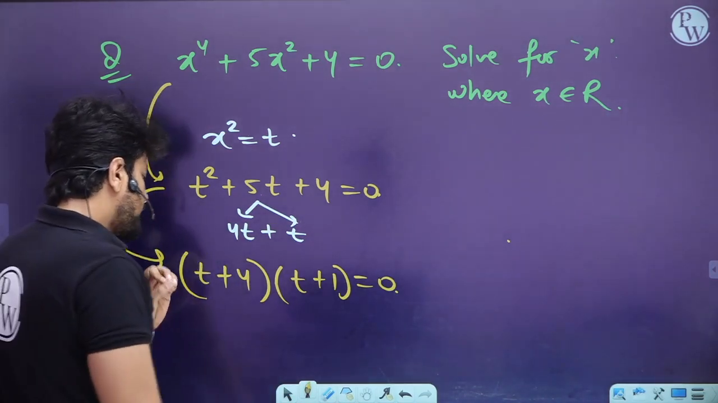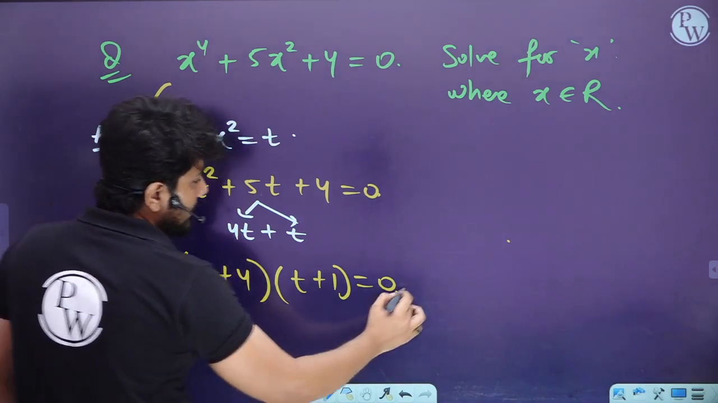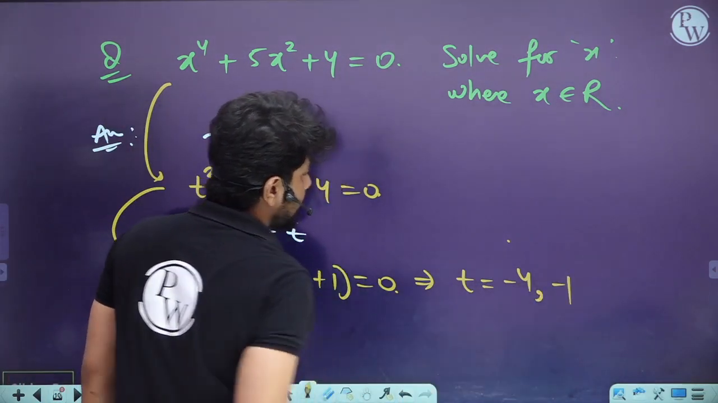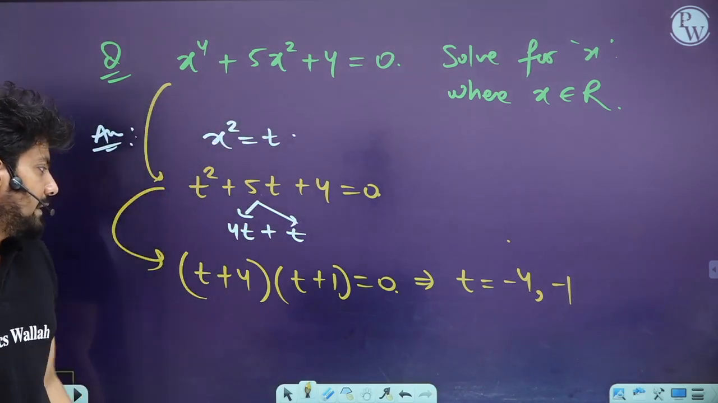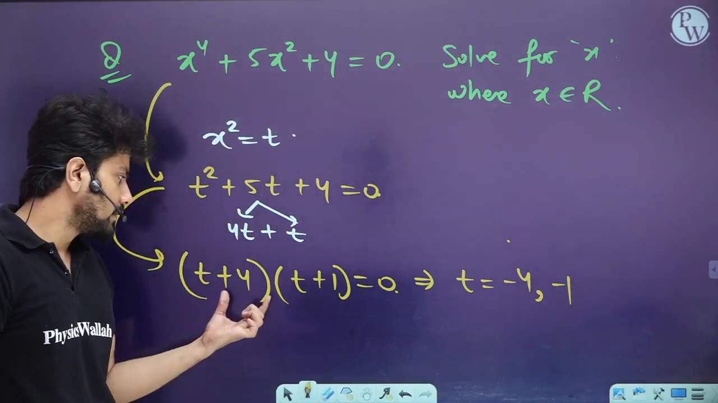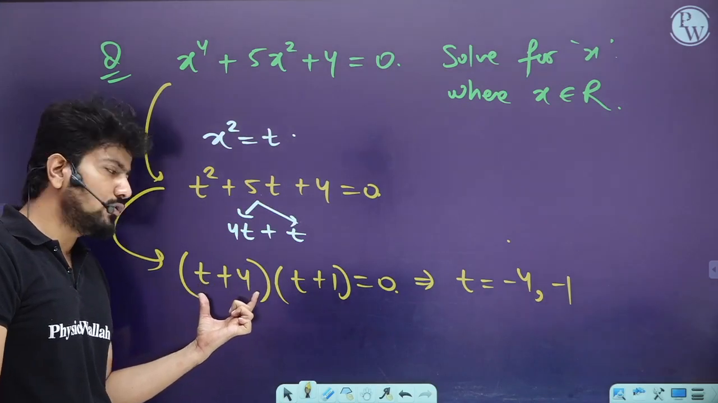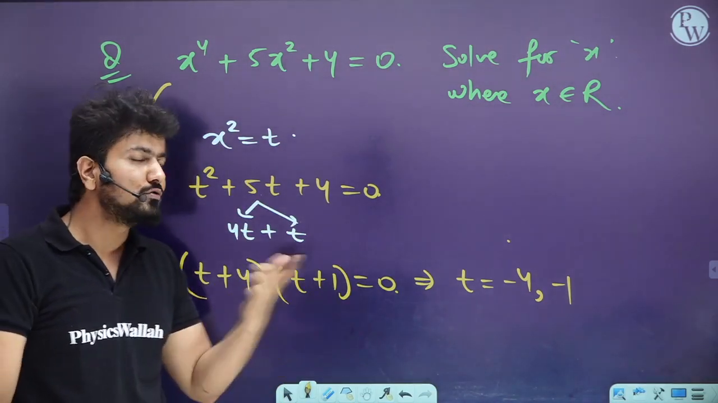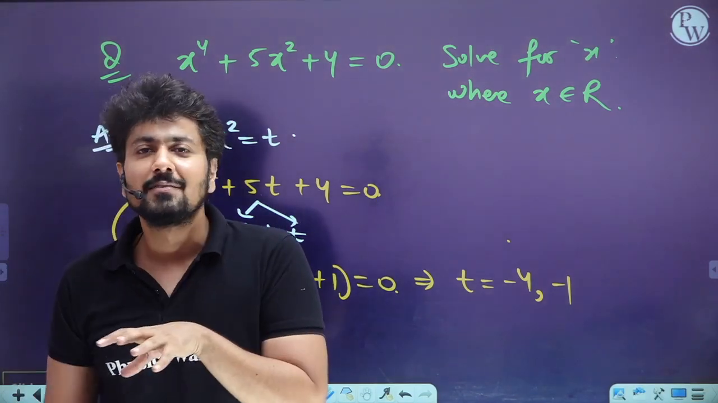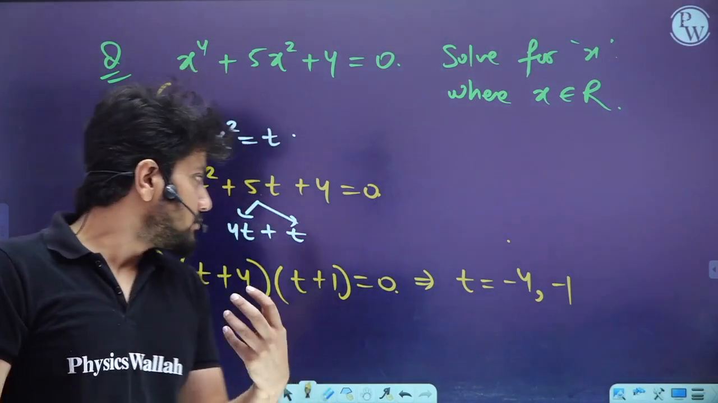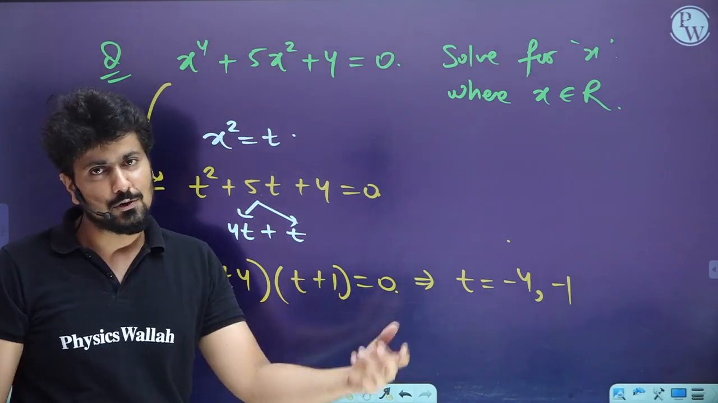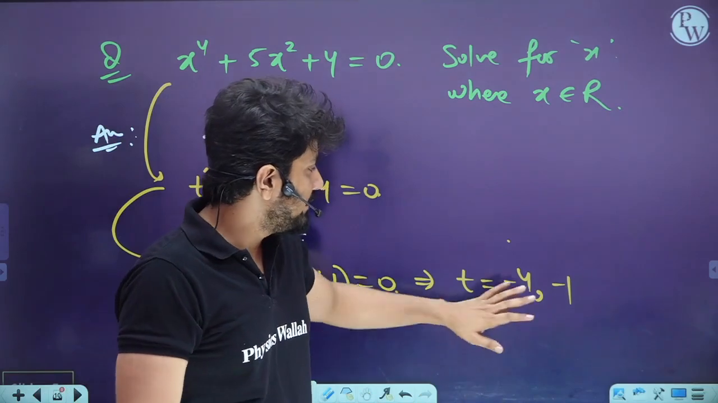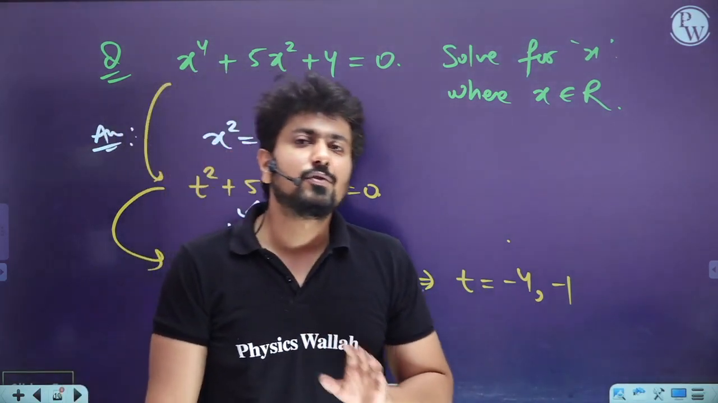So what are the values of t we are getting over here? We are getting the values of t as minus 4 and minus 1, right? These are the two values. t is equal to minus 4, because if the product of two factors is 0, then one of them is 0. So if t plus 4 becomes 0, t is equal to minus 4. If t plus 1 is equal to 0, t is equal to minus 1. So we are getting two values of t, minus 4 and minus 1.